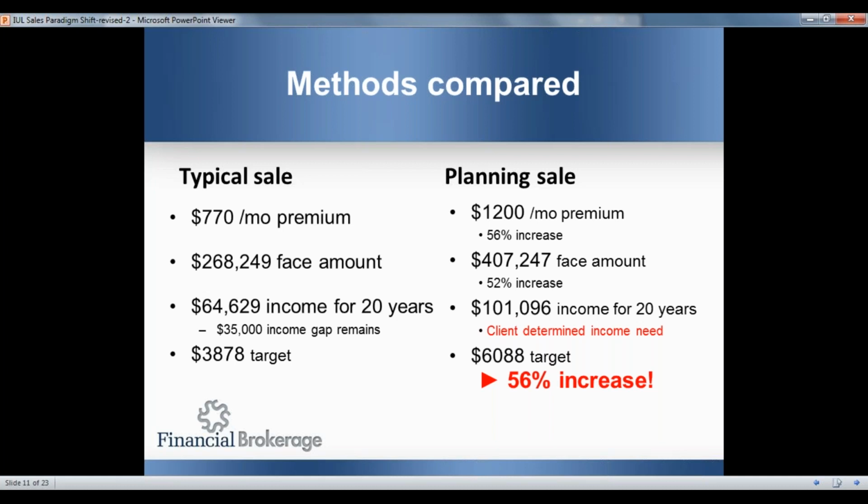So everybody wins here. The client wins because they have the right amount of money they need in retirement. Their family wins because they now have a higher death benefit should they pass away, and you as the writing agent win because your commissionable target is considerably higher.